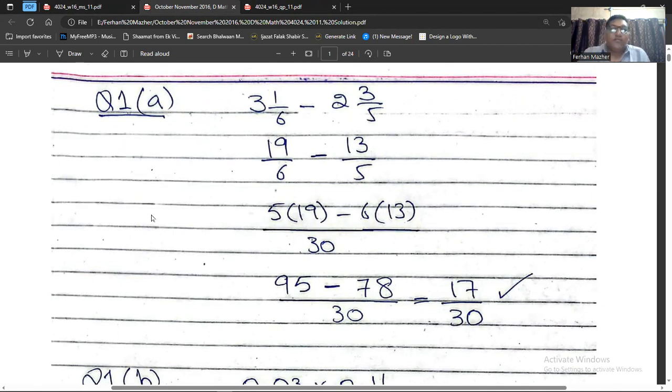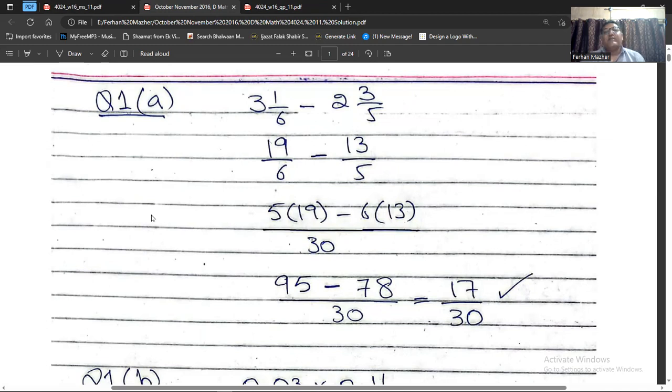So the LCM will be 30. So divide the 30 with the first denominator, you will get 5. 5 will multiply with the numerator. So 5 into 19 minus. Then we will divide 30 with the 5. You get 6. 6 will multiply with the 13. 5 19s are 95 minus 6 13s are 78 divided by 30.